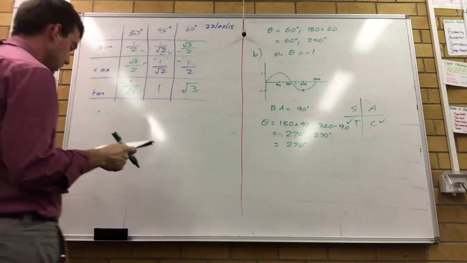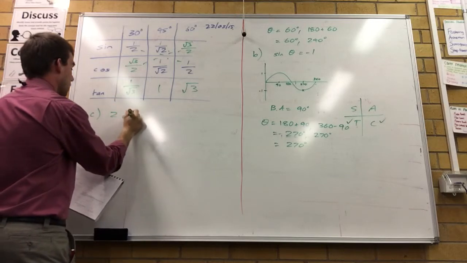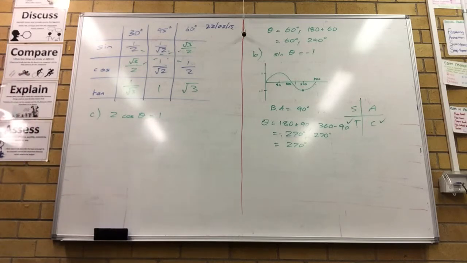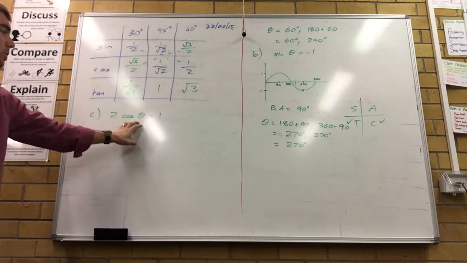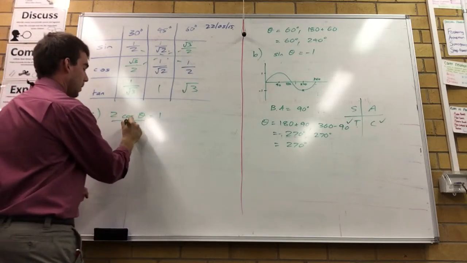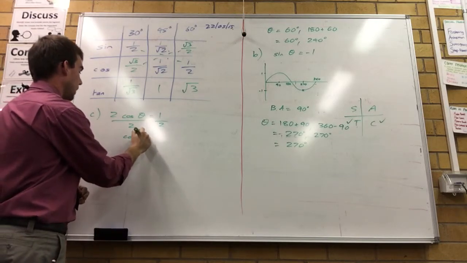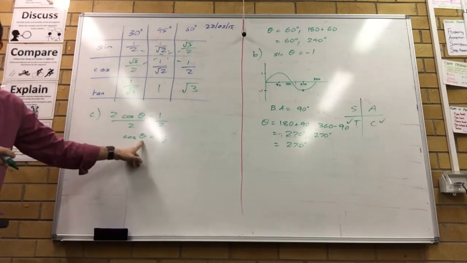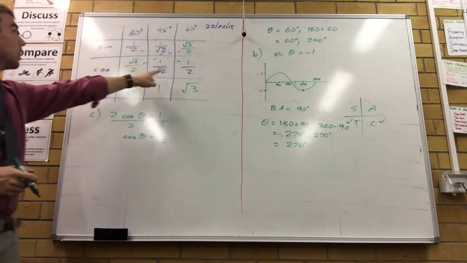Alright, let's look at C. 2 cos theta is equal to 1. If you were solving this like a normal equation, you want to get theta by itself. So this is 2 times cos theta, which is equal to 1. The first thing I need to do is divide both sides by 2 to move that 2 over. So cos theta is a half. If we were to solve for theta previously, we'd go theta equals cos inverse of a half, and we get 60 degrees.